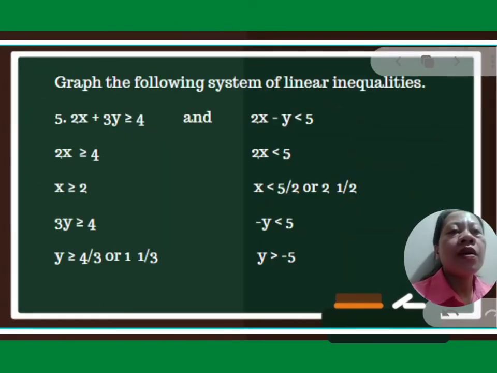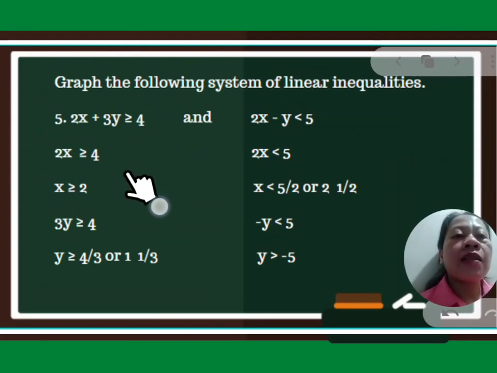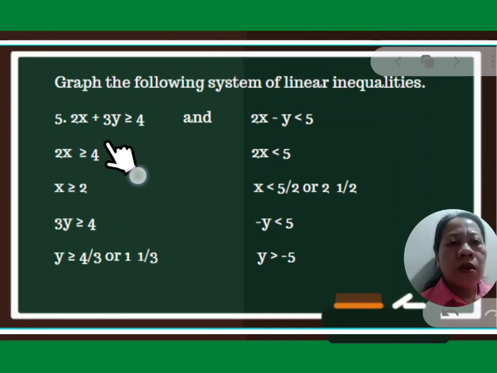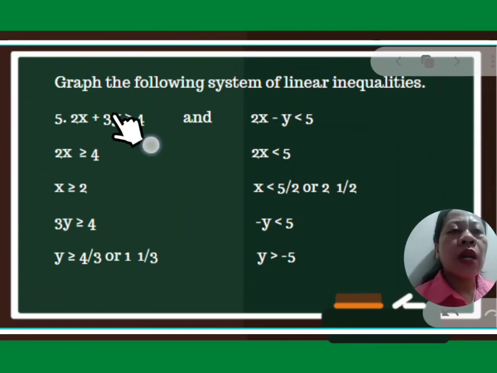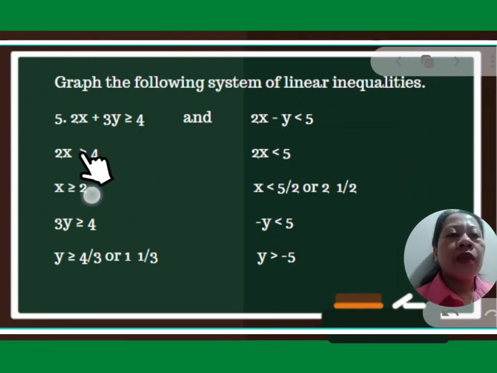Okay, for number 5, we have this one. 2x plus 3y is greater than or equal to 4 and 2x minus y is less than 5. Pareho naka-standard form. So, again, we need to solve for the x and y intercepts para mas madali nating i-graph yon. Para sa unang inequality, to solve for the x-intercept, kailangan lang natin gawing 0 yung y. Mawawala po ito. Ang maiwan lang ay 2x is greater than or equal to 4. Then, divide both sides by 2. x is greater than or equal to 2. Ito na po yung x-intercept.